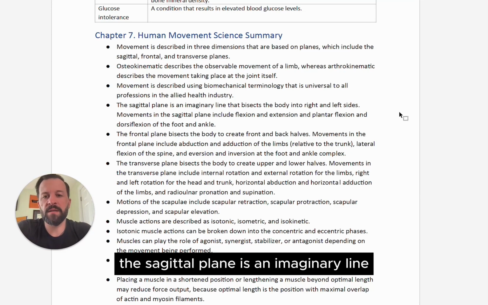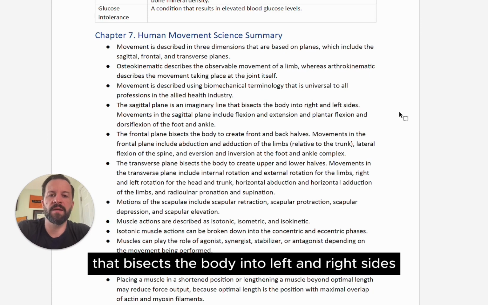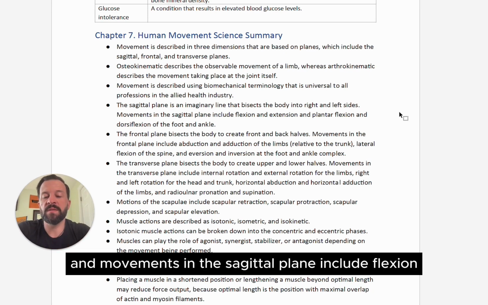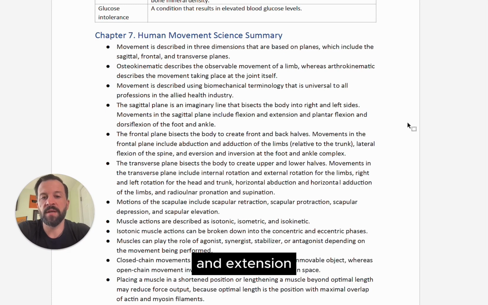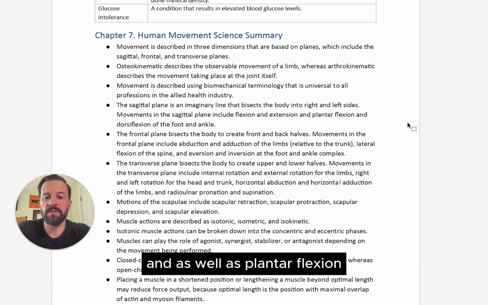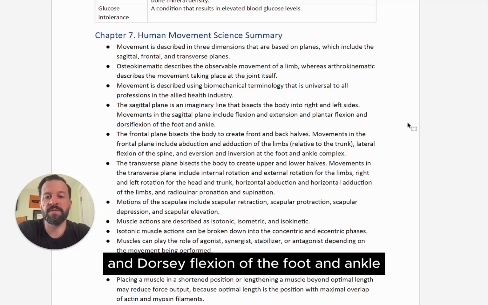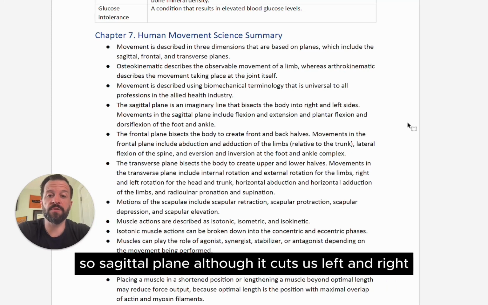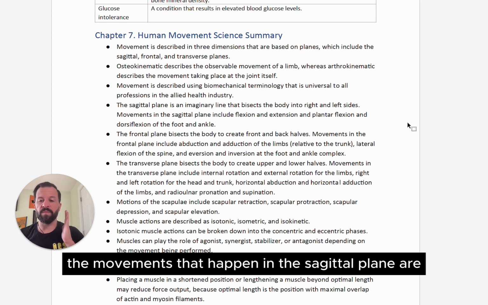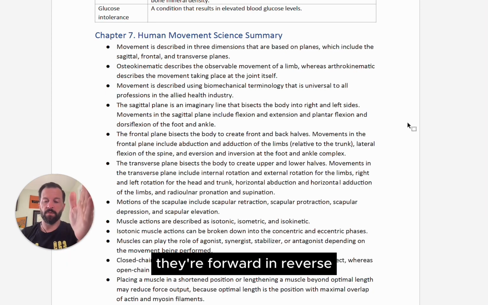The sagittal plane is an imaginary line that bisects the body into left and right sides, and movements in the sagittal plane include flexion and extension, as well as plantar flexion and dorsiflexion of the foot and ankle. So the sagittal plane, although it cuts us left and right, the movements that happen in the sagittal plane are forward and back. They're forward and reverse.